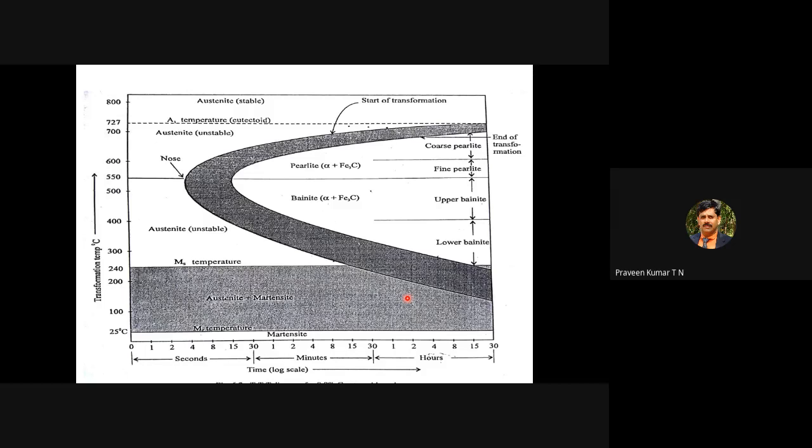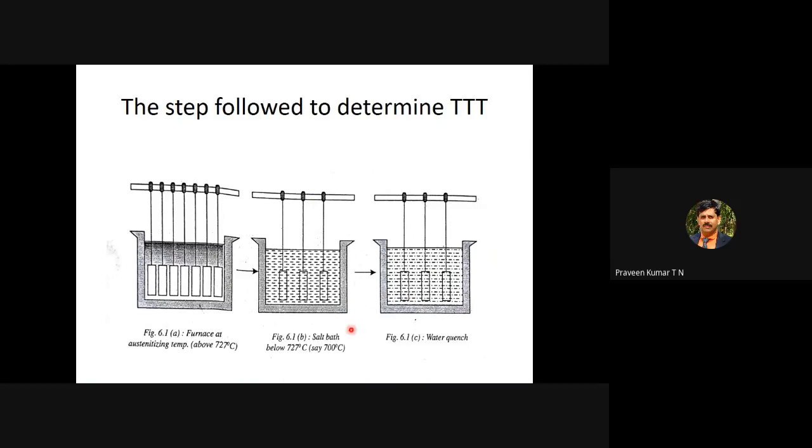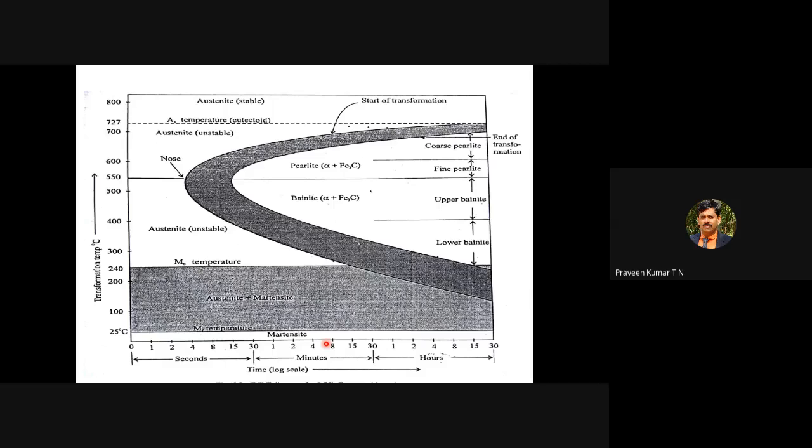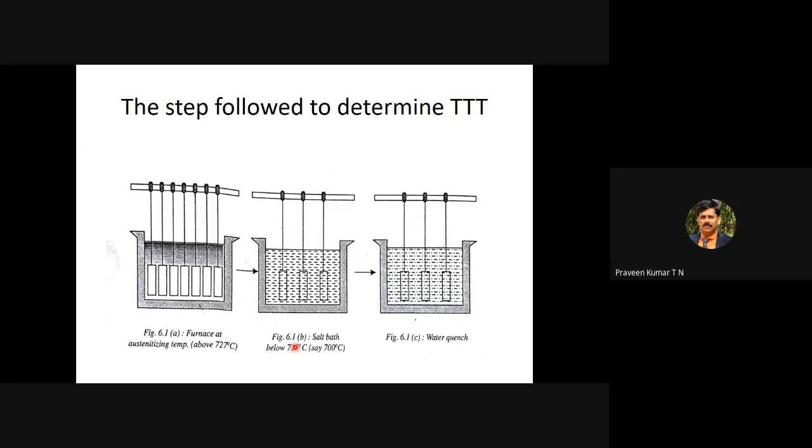if you maintain the salt bath above 550 degrees Celsius. Why I'm saying 550 degrees is, this is the nose part of the curve. This is 550 degrees Celsius. If you maintain the salt bath, this is a real experiment. I'm talking about the real experiment now. If you maintain the salt bath above 550 degrees Celsius, the complete austenite is transformed to the pearlite.